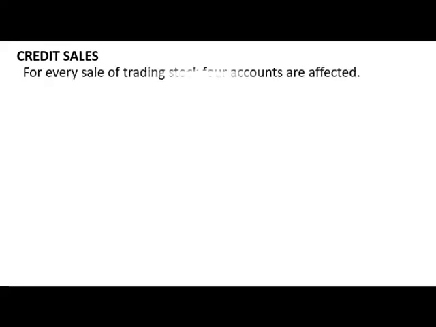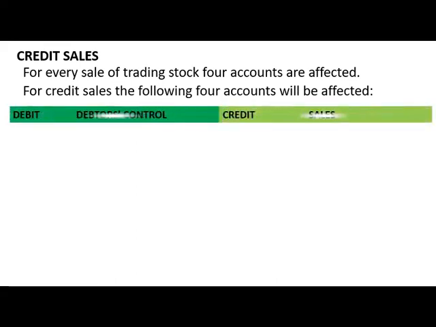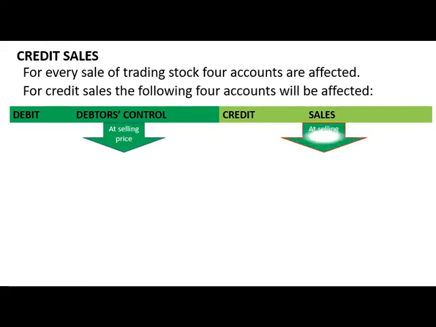For every sale of trading stock, four accounts are affected. For credit sales, the following four accounts will be affected. We will debit debtors control and credit sales. So whenever we sell goods on credit, we'll debit debtors control, that is an asset, and we'll credit sales, which is income. Both these accounts will be recorded at selling price.